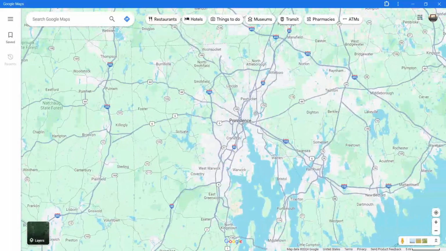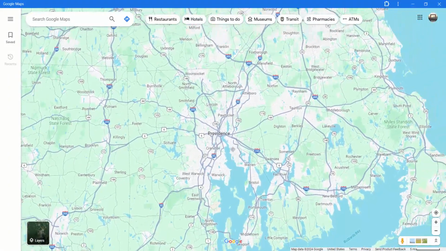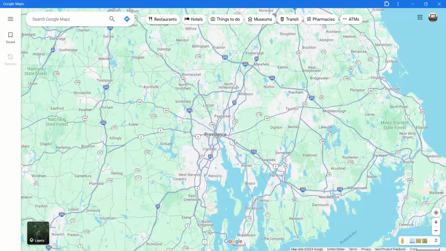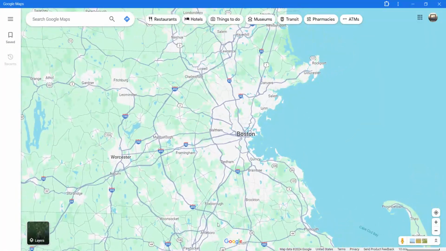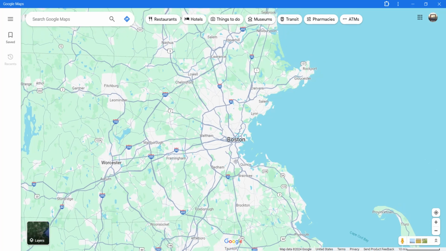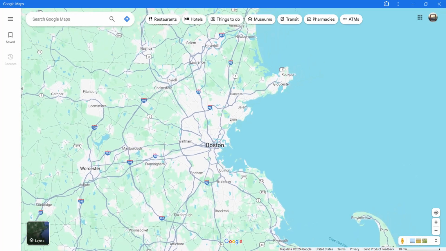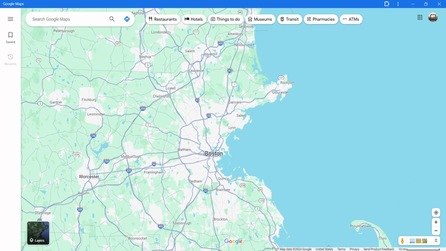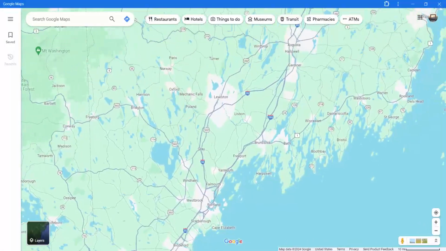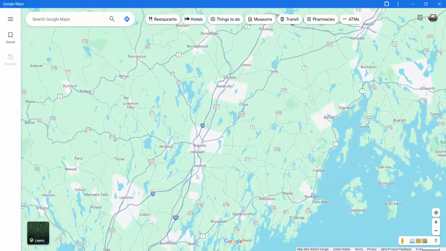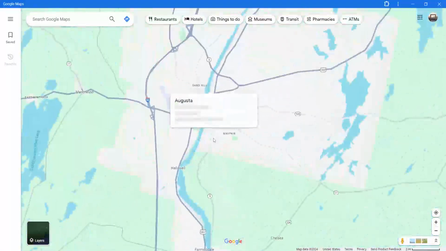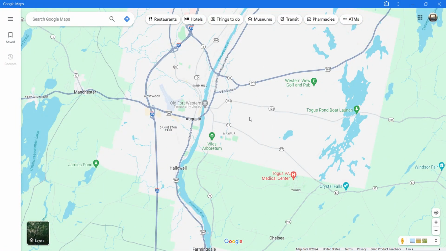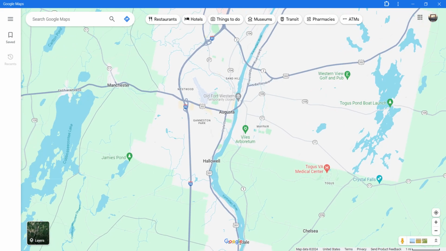Over towards the state of Rhode Island, we find the city of Providence. Providence is the capital of Rhode Island. North to the state of Massachusetts, and the capital city of Boston. Boston is the capital. Up to the state of Maine, and we find the state capital in Augusta. Augusta is the capital of Maine.